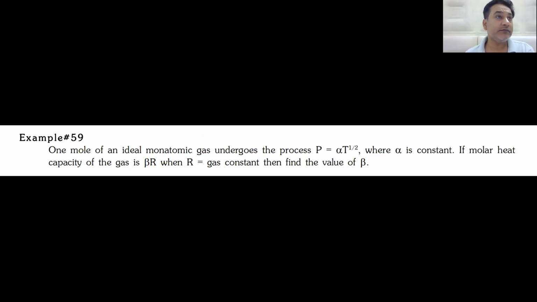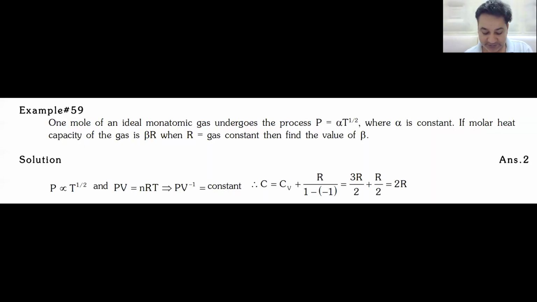Yes or no? Yes, sir. CV plus R by 1 minus x. Well, that is correct. The answer is 2. You just convert it in the form of PV raised to the power x, and the value of x comes as -1. You just put it in the actual formula that you have derived and you get your answer. Yes or no? Yes, sir.